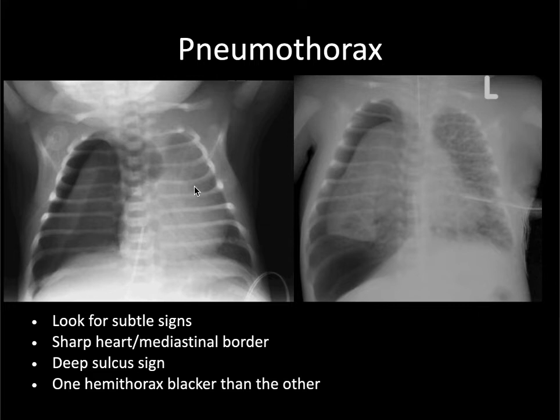Look for any sharp mediastinal or heart borders. Look for the deep sulcus sign, suggestive of a pneumothorax on a supine chest radiograph. Usually one of the hemithoraces is going to be more lucent than the other, which may suggest pneumothorax.